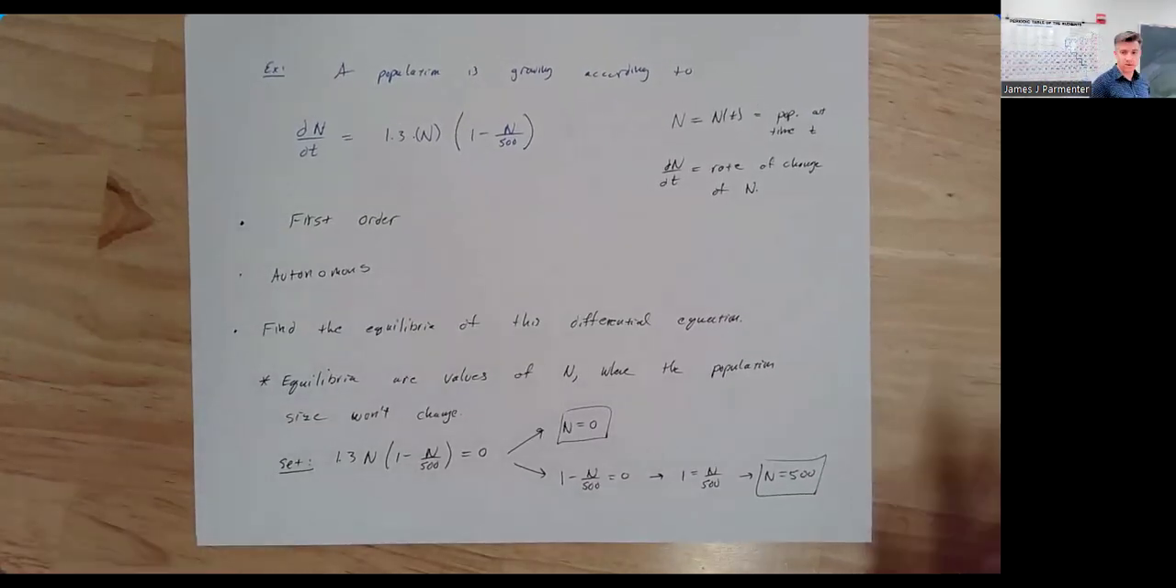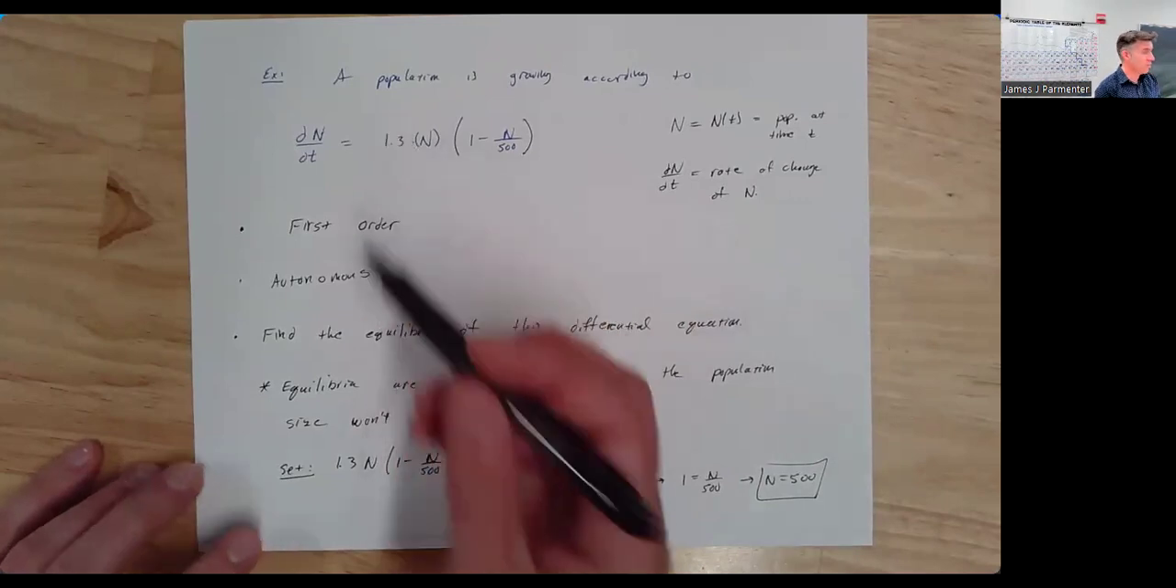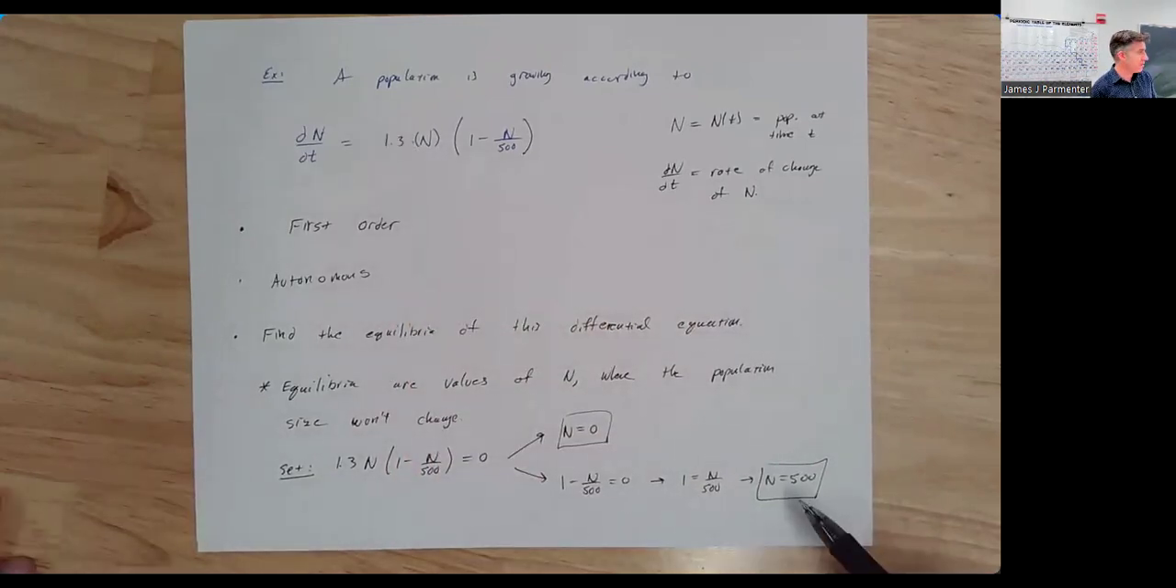The n equals 0 one certainly makes sense, right? If you have 0 people, then the rate of change of your people is going to be 0 because you don't have any people to make more people. On the other hand, the 500 here is based on what kind of differential equation we have. So what we're saying here is when the population is 500, the rate of change becomes 0.